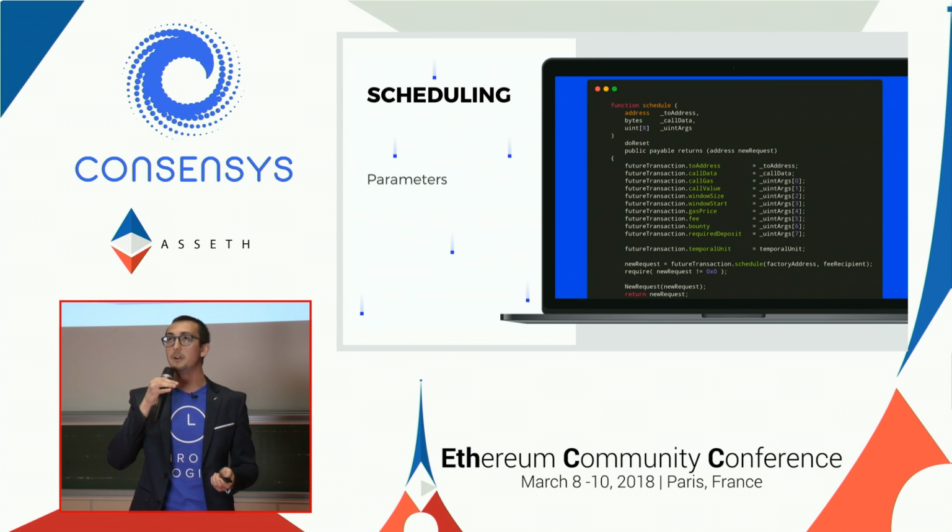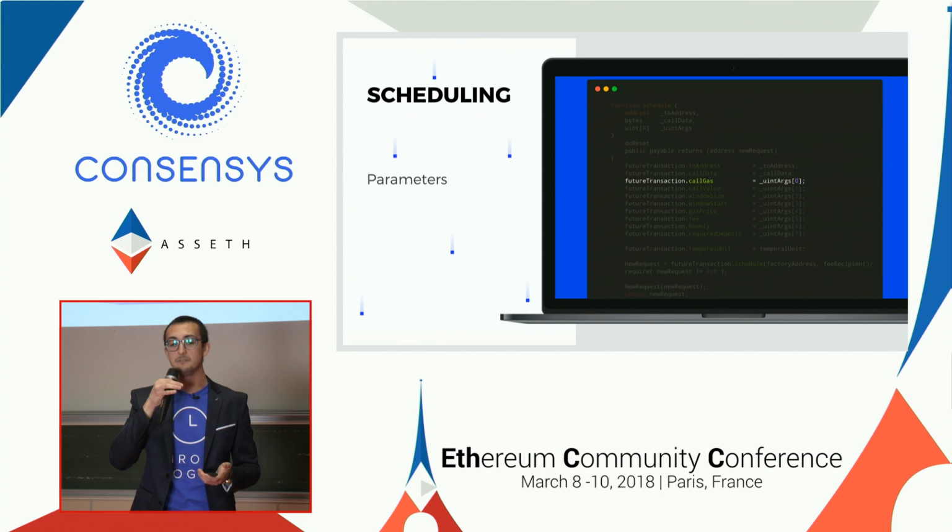And these are the parameters that you want your transaction to have. These are just the same parameters that any Ethereum transaction takes. You specify the call gas, the value you're sending, the window size. So this is the size of the execution window. The window start, so when you want the execution window to start. Gas price. And then we have a few parameters that are specific to the alarm clock protocol itself.